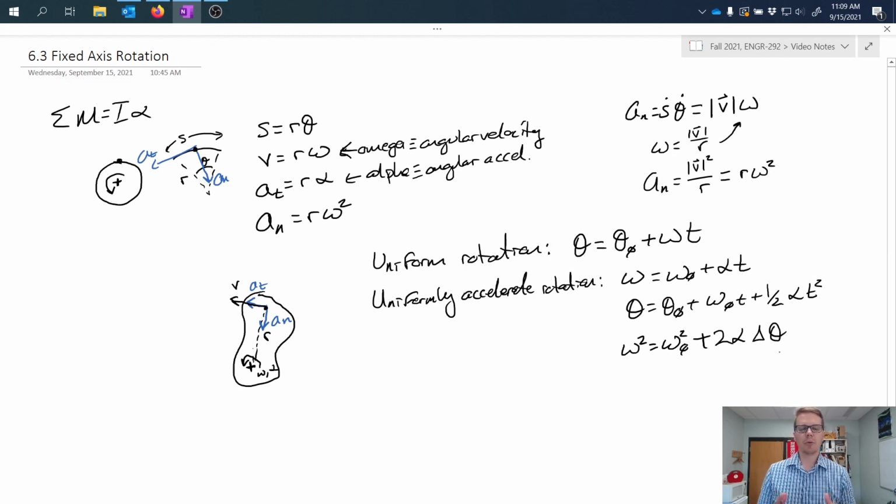Ultimately what we end up seeing is that the equations under constant angular velocity motion and constant angular acceleration motion are exactly the same, but now we've substituted in the rotational counterparts for the linear components. All right, thank you.